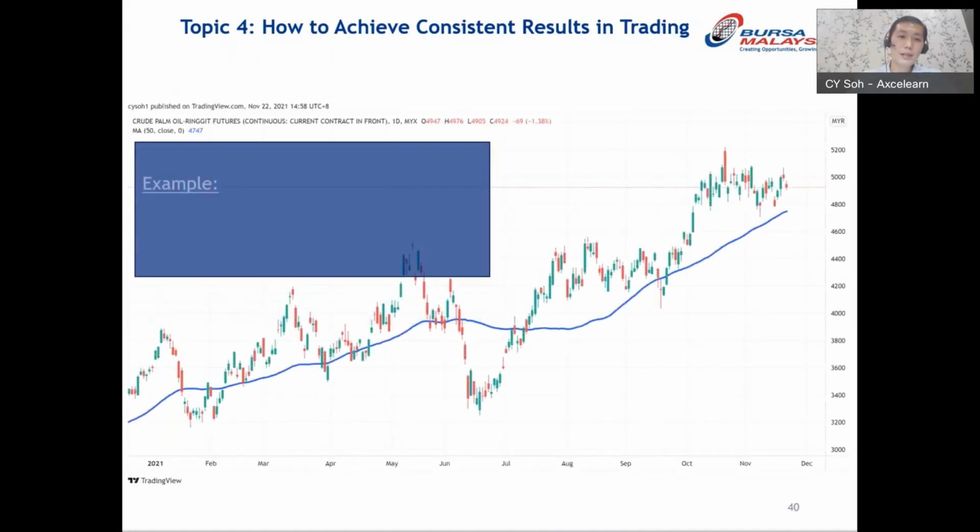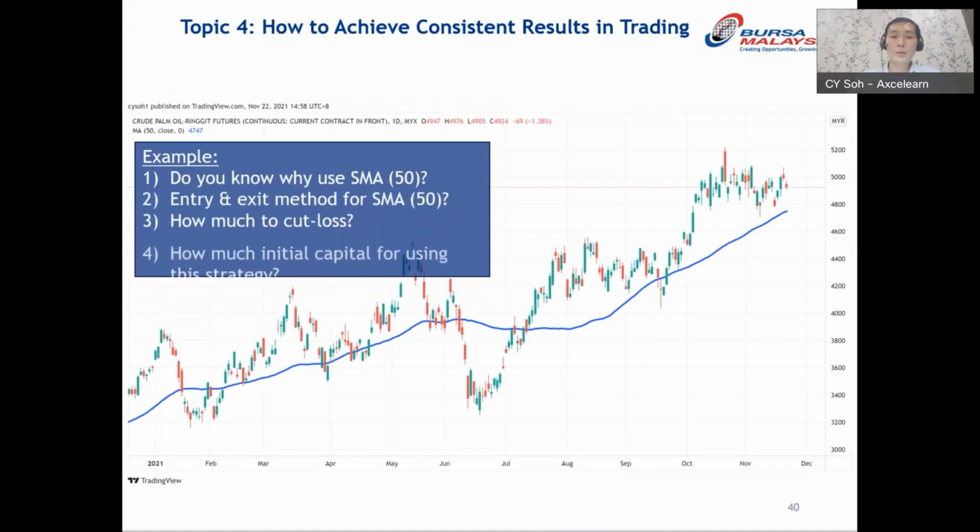So for example, here we can backtest our trading strategies. In this chart, I simply plotted the moving average 50 days. Now, the question for you is, do you actually know why you want to use the moving average 50 days or not? What is your entry and exit method for the moving average 50? How much cut loss do you need to do using this strategy? And how much initial capital will you need to put in your trading account to trade this particular strategy? Because a lot of people just copy other people's strategy without any understanding.